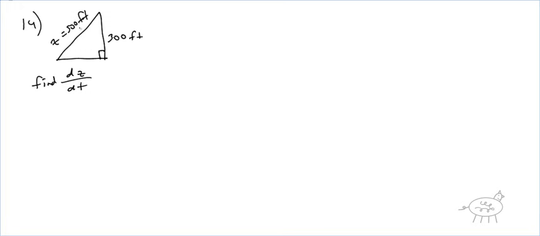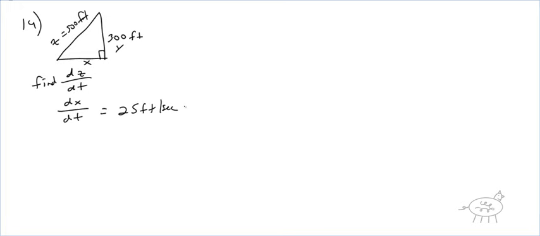All right, and it says the wind is carrying the kite horizontally at the rate of 25 feet per second. Okay, so if I call this x and this is y up here, dx dt is 25 feet per second. Okay?